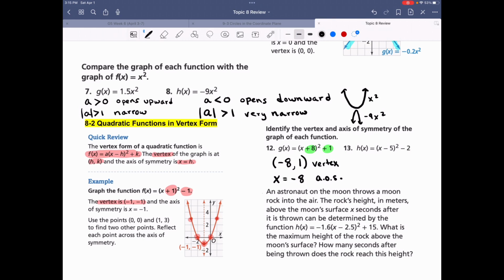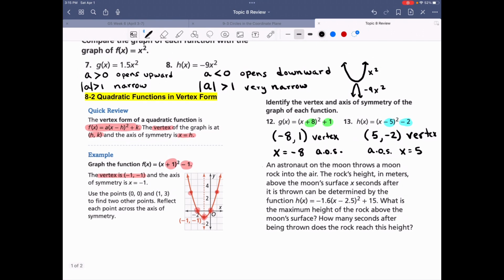Okay, on number 13, we have -5 and -2. The -5 becomes positive, and the -2 stays negative. That's our vertex. And then our axis of symmetry is x equals 5.